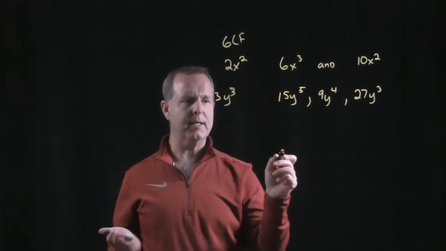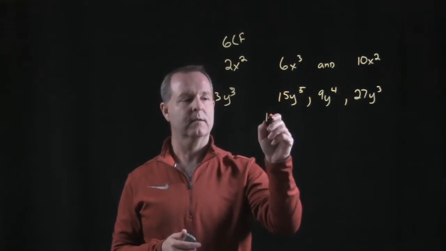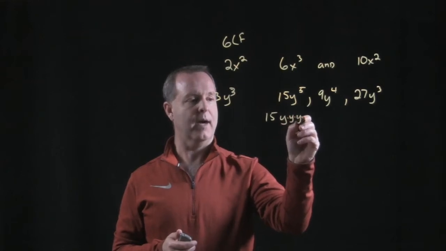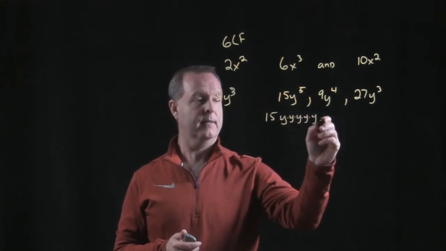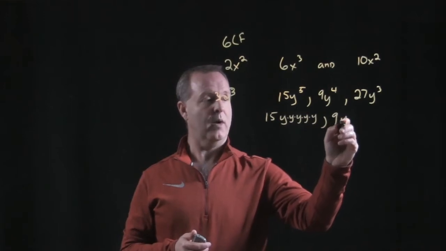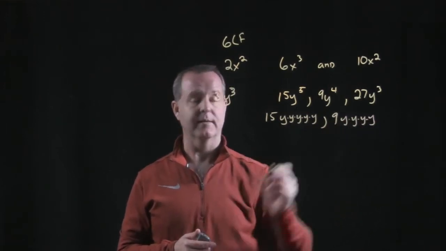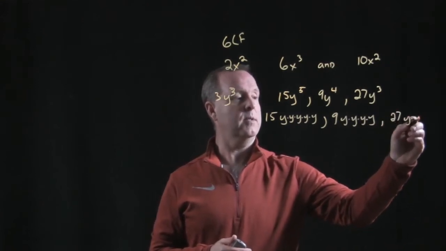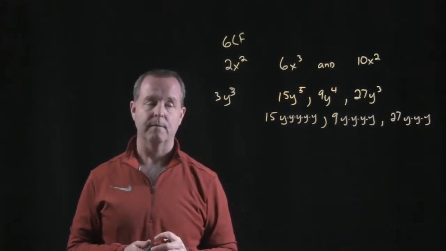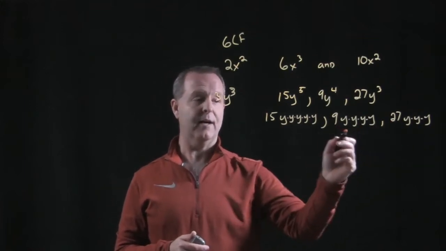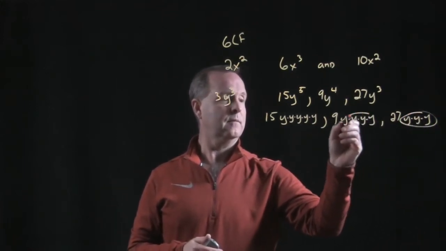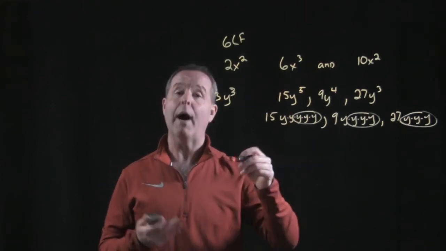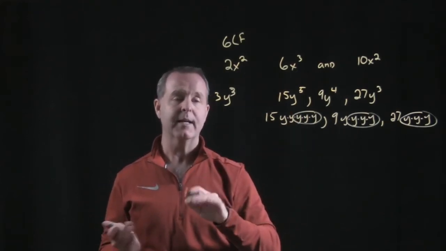Now why do I say y cubed again? Well, let's write this out in a way that maybe will make sense. This is a y times a y times a y times a y times a y, right? 9 times y times y times y times y. That's what y to the 4th means. And then 27y cubed means y times itself three times. So all of these share 3 y's. That's why 3 y's, or y cubed as our shorthand way of writing it, is part of our greatest common factor.